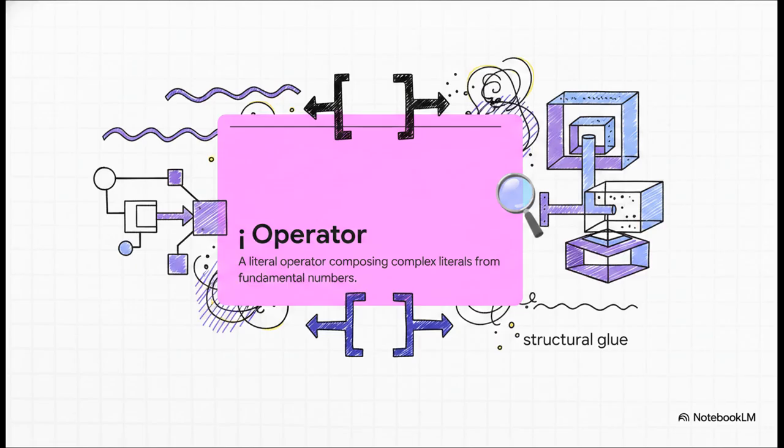It's used to formally compose complex number literals out of more fundamental numbers. Think of it kind of like structural glue. It tells the parser exactly how to group the incoming numeric data to form a complex value. This completely bypasses the ambiguity that standard math notation would otherwise cause in the lexer.